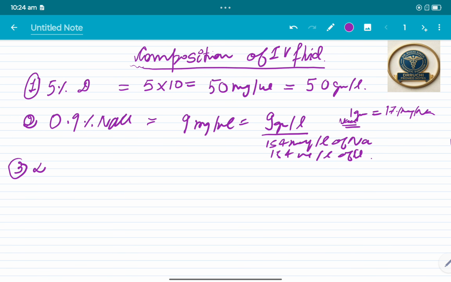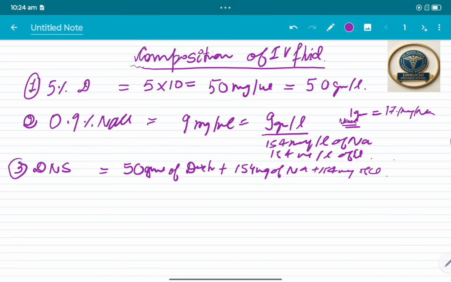Third fluid is dextrose normal saline. It has 50 grams of dextrose plus 154 milliequivalent of sodium plus 154 milliequivalent of chloride. This is per liter.